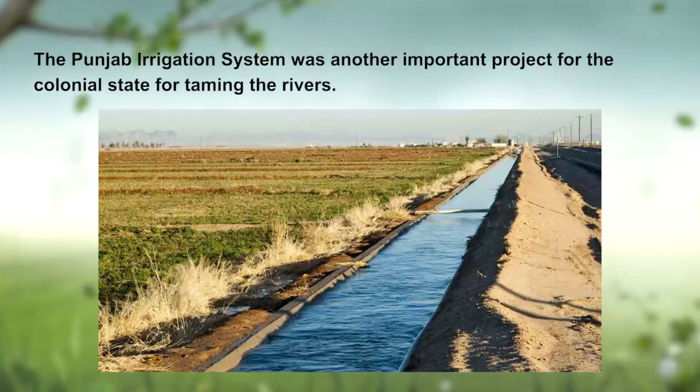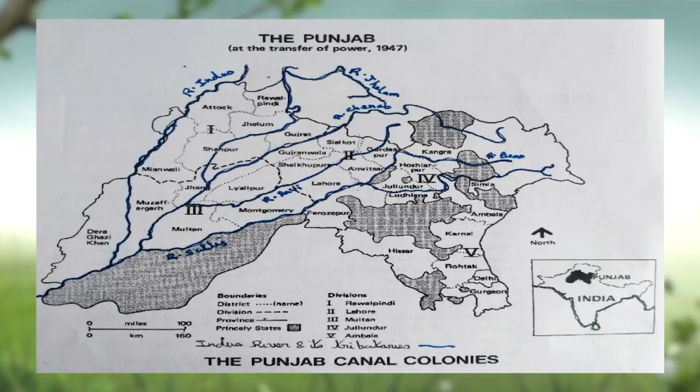The Punjab irrigation system is another important project for the colonial state for taming the rivers. As you can find, this is the Punjab canal colonies, as you can see on the screen. Now the Punjab region, mostly the western Punjab region, although bifurcated by several tributaries and the Indus itself, had less rainfall, so agriculture was mostly limited to teeny strips of river banks, and mostly the lands were barren.